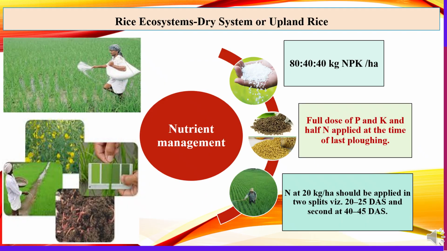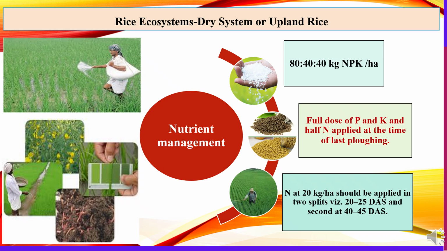For nutrient management in upland paddy, the recommended fertilizer dose is 80 kg nitrogen, 40 kg P2O5 and 40 kg K2O per hectare. The full dose of phosphorus, P, and potassium, K, along with half of the nitrogen, N, should be applied at the time of the last plowing to ensure good early growth. The remaining nitrogen, 20 kg per hectare each, is applied in 2 equal splits, the first at 20 to 25 days after sowing, DAS, to support tillering, and the second at 40 to 45 DAS to promote panicle initiation and grain development.